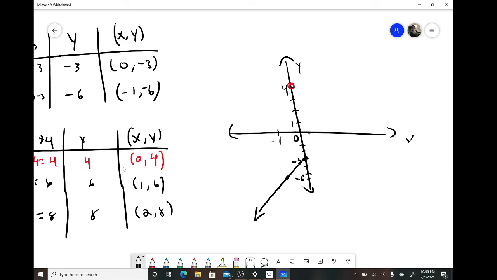Now we have the point 1, 6, so 5 and 6. I probably should have gone bigger on this side. So that will be a point here. And I'll say 7 and 8. So for 2 we have 8, and that will be somewhere up here. And now you could just connect the points. Again, this is supposed to be a straight line, but you get it.